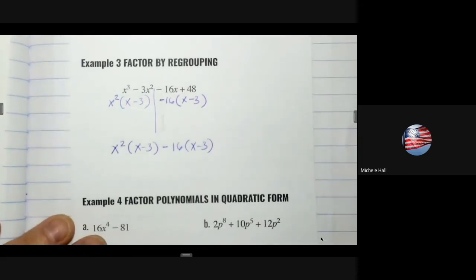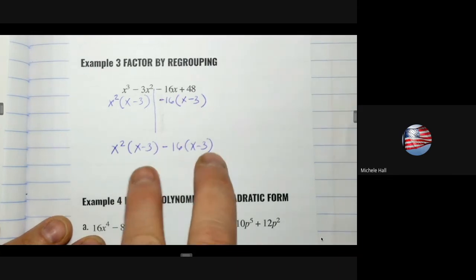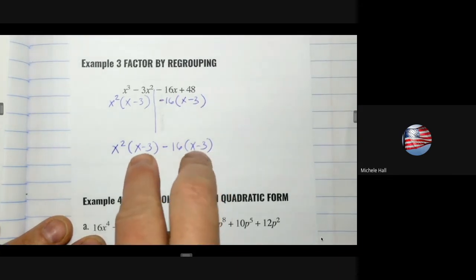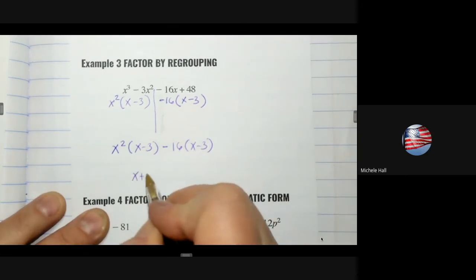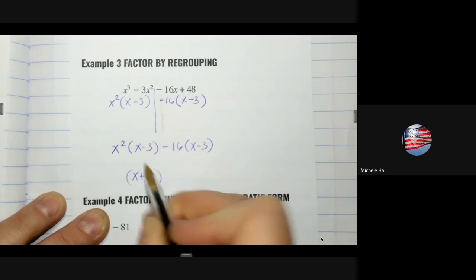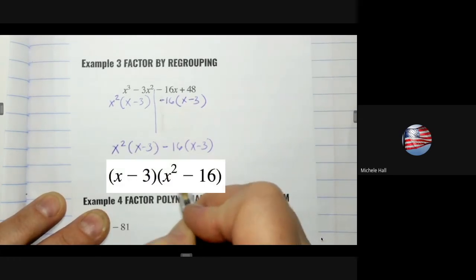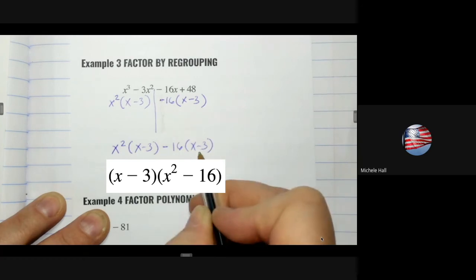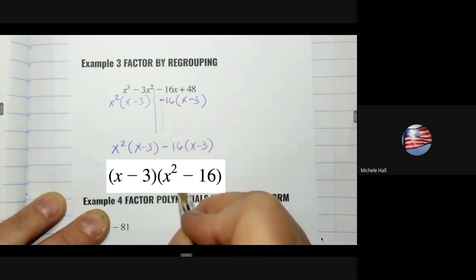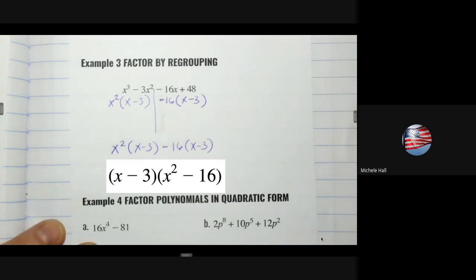Basically, what you're doing is undoing the distributive property. What can I factor out from these two terms? I can factor out an x minus 3. When I factor out an x minus 3, what is left? I have x squared. And when I factor out the x minus 3 over here, what do I have left? Minus 16. And now I need to continue to factor the difference of squares.